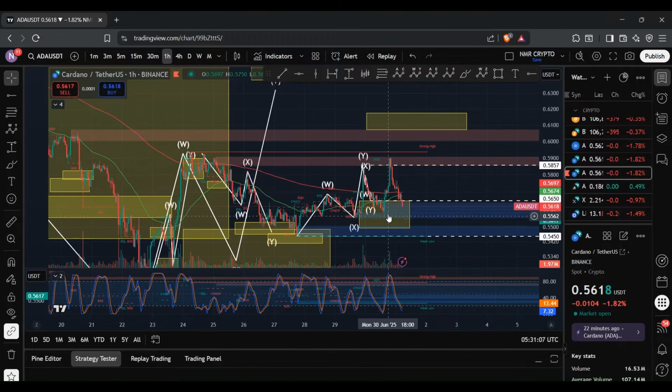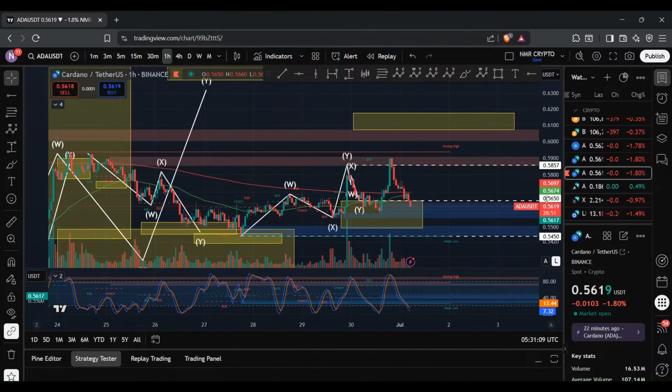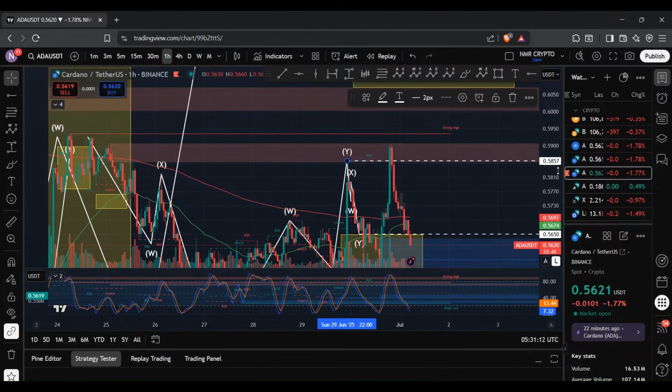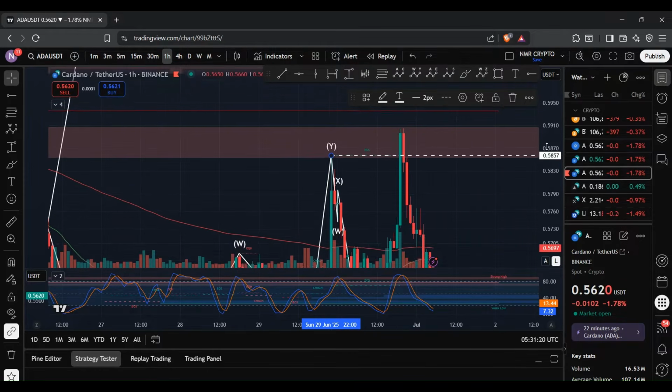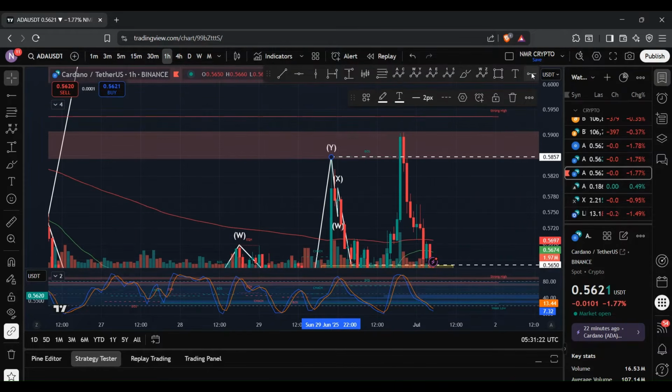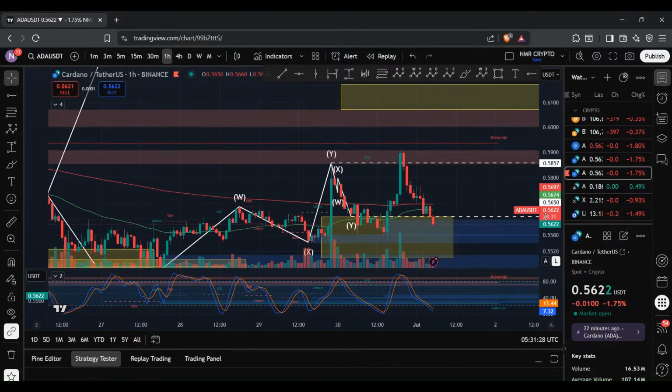And since tapping into this region, you can see that we've ended up seeing a move to the upside where we then breached past this key level at 58.57 cents, and that then triggered a breaker structure on smart money concept, which then further confirmed that we were on a bullish trend. And since reaching this local top at 59.05 cents, we then saw this dip to the downside where we've once again tapped into this region here.